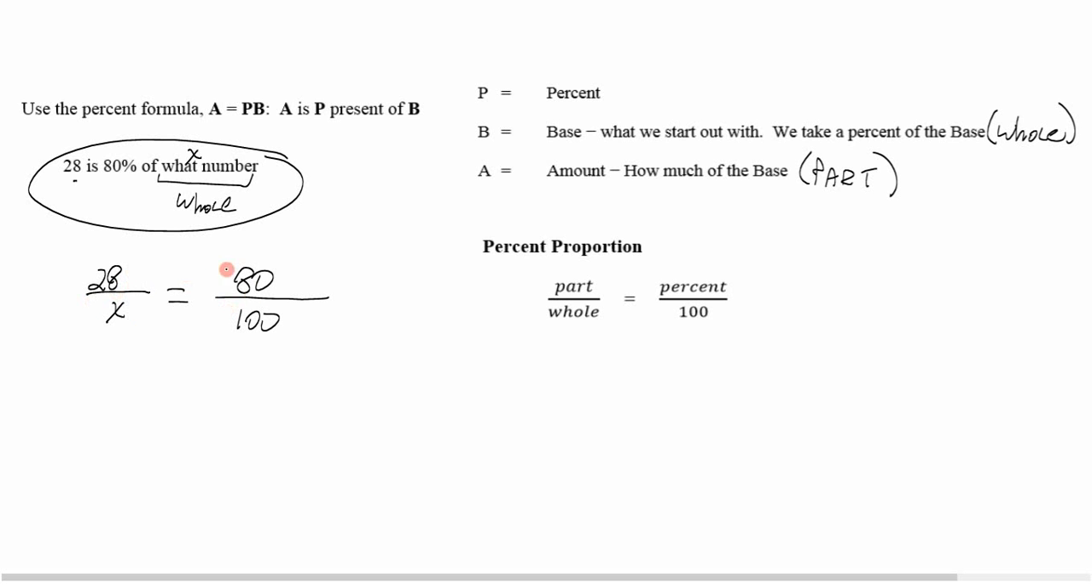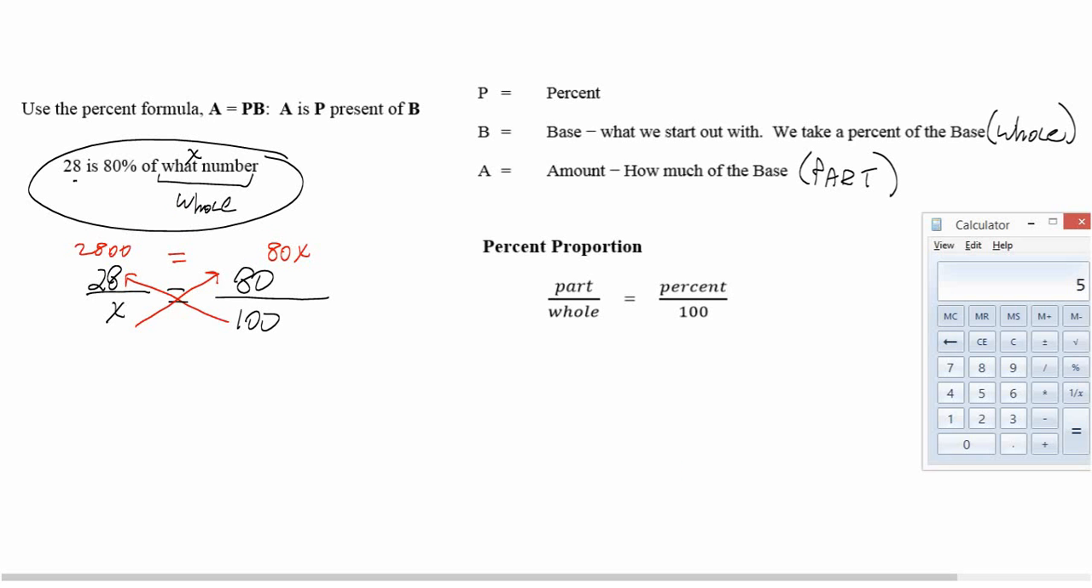So now I've got to solve this equation. It's really a proportion. And the way we solve a proportion is to cross multiply. So we know that the cross products must equal each other. If these two fractions are equal to each other, then the cross products have to equal each other. So x times 80, which of course is 80x, has to equal 28 times 100, which is 2800. So 80x equals 2800.